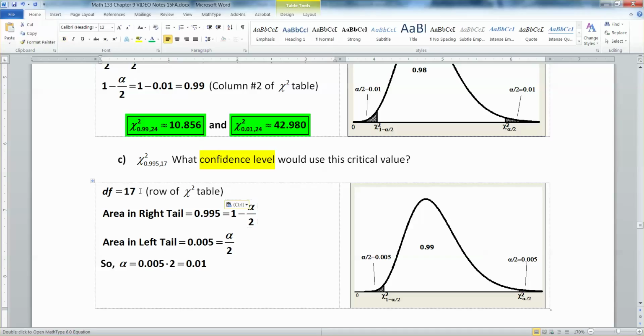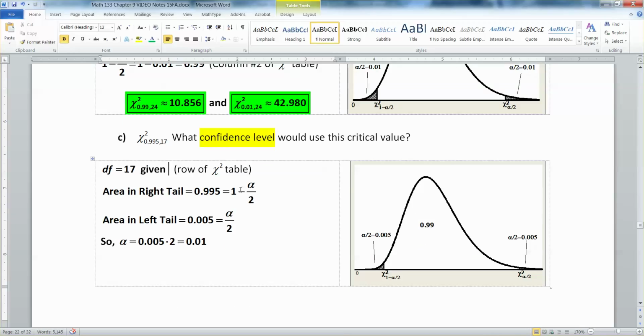Oh, and I forgot to mention just real quickly that the degrees of freedom of 17 is given, right? That's that notation, right? When they say comma 17, they're giving you the degrees of freedom. You don't have to figure out what n was. If you're curious, n was 18, but degrees of freedom is what we need. Okay, so let's look at this picture here.